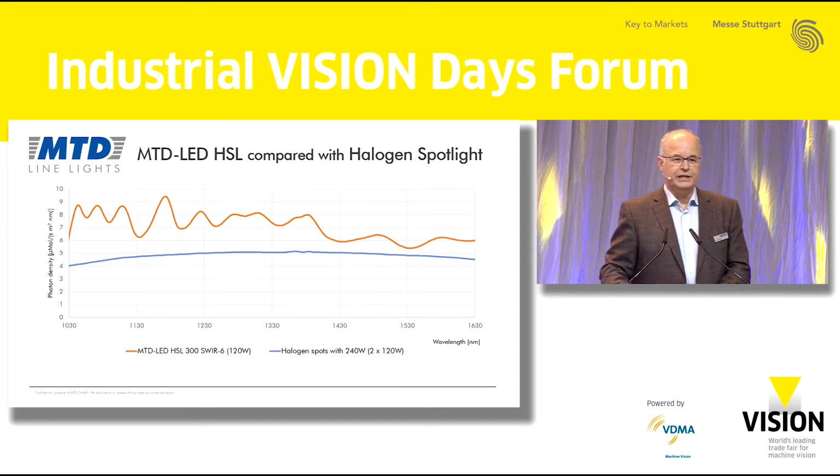Compared to halogens, we have with 50% of the electrical power the same intensities in the spectrum. So, for example, for a 300 millimeter light with 120 watt LED power, we can replace a 240 watt halogen.